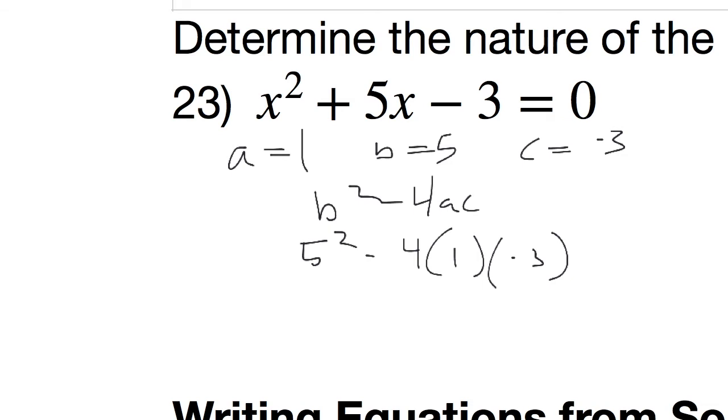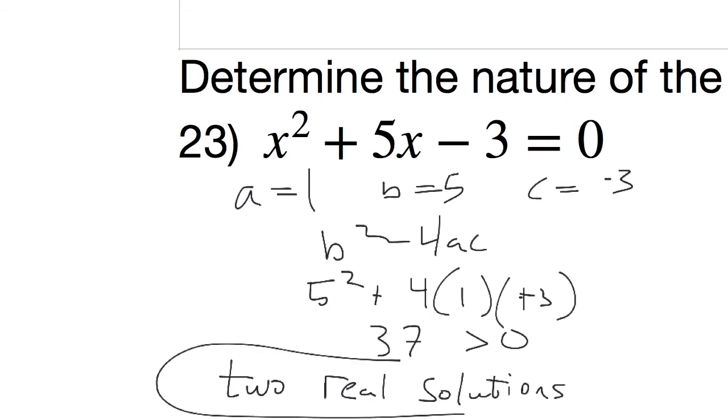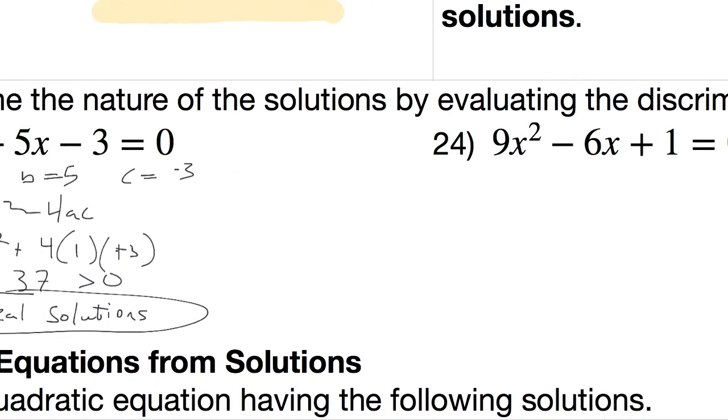In fact, 25, see this, these cancel, 25 plus 12 is 37. 37 is definitely greater than 0. So that means that the stuff inside the square root is going to be positive. So we're going to have 2 real solutions. That's what we mean by the nature of the solutions. You're going to get two answers and they'll both be real. They won't have any i values and they'll be different from each other.